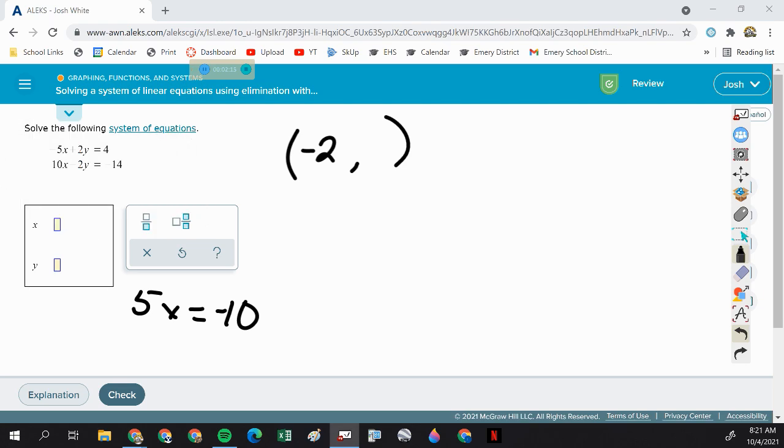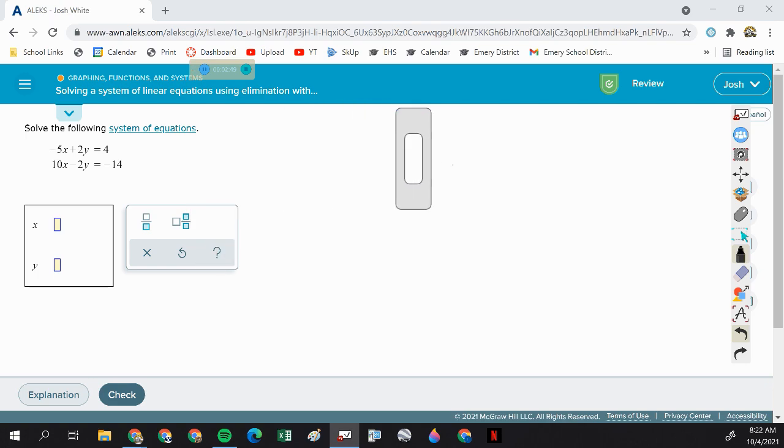Then I stick the -2 into one of those. 5 times -2 is -10, plus 2y equals 4. Did I mess up? Oh, I do that a lot. 2y equals 6. Divide by 2, and y would be 3. All right.